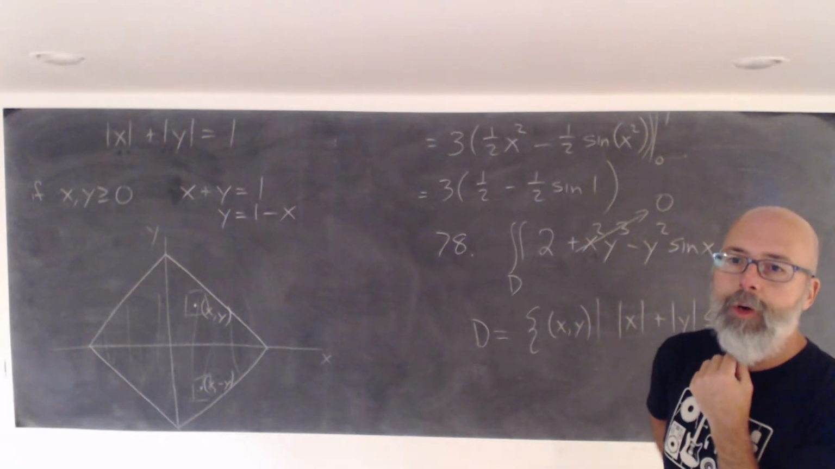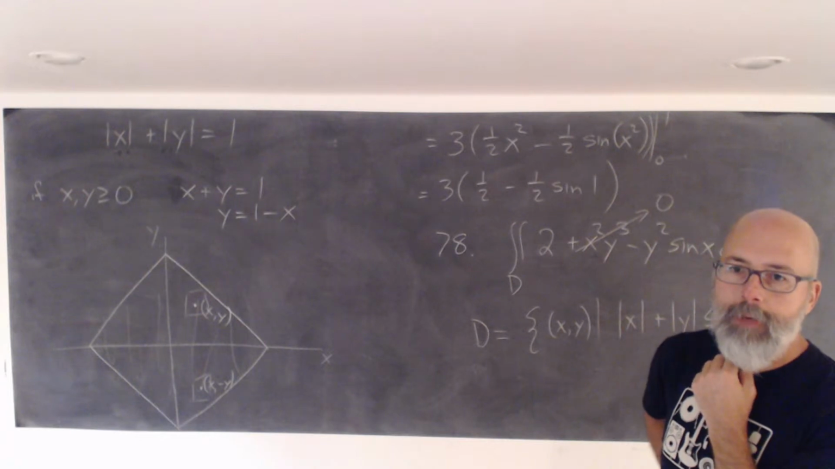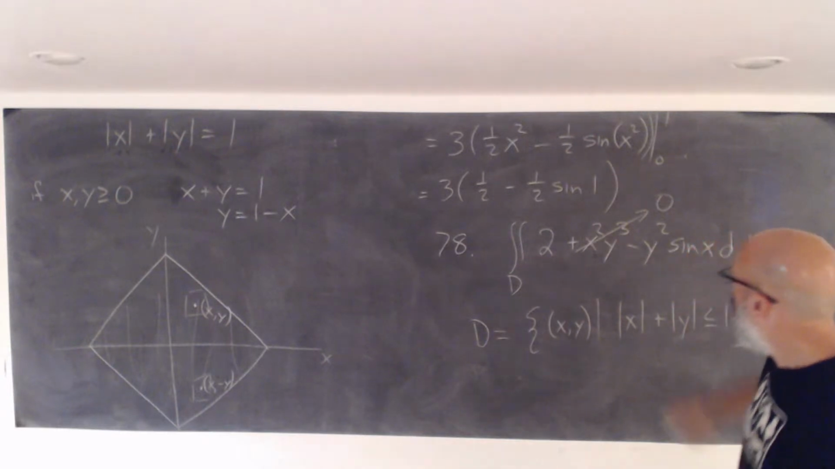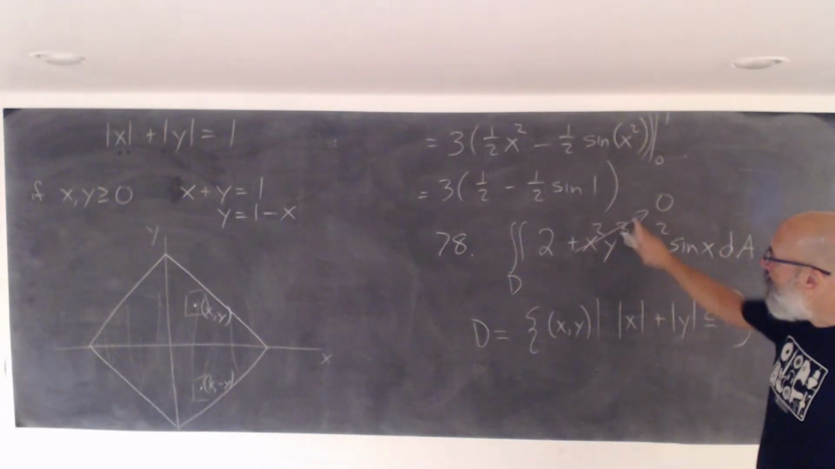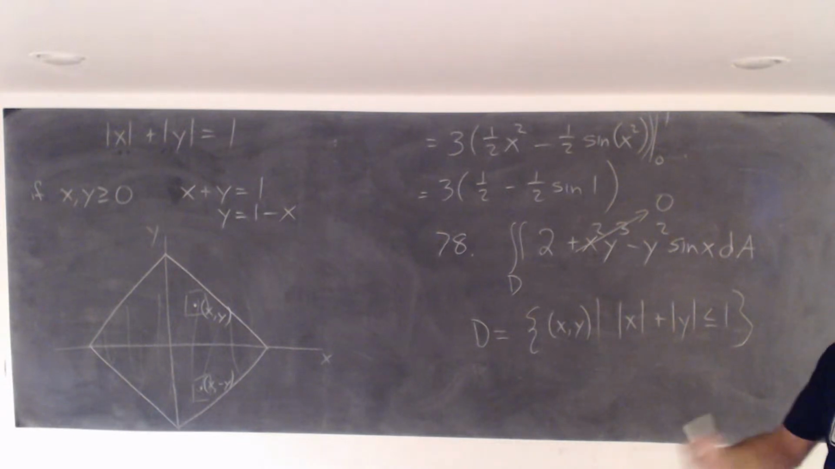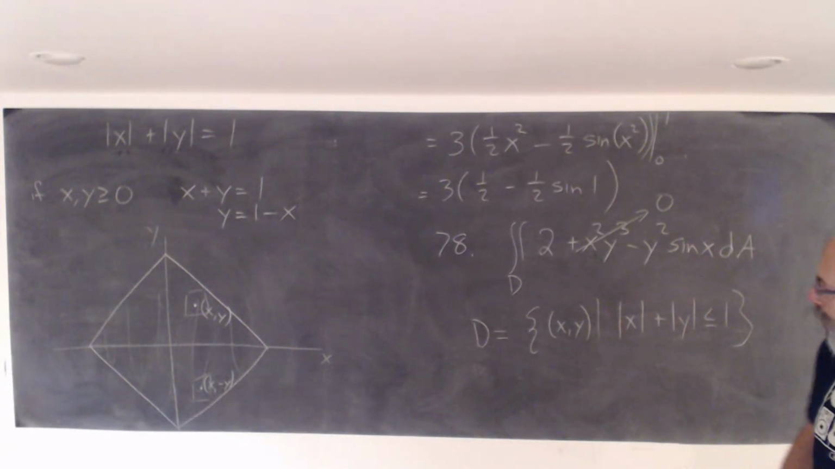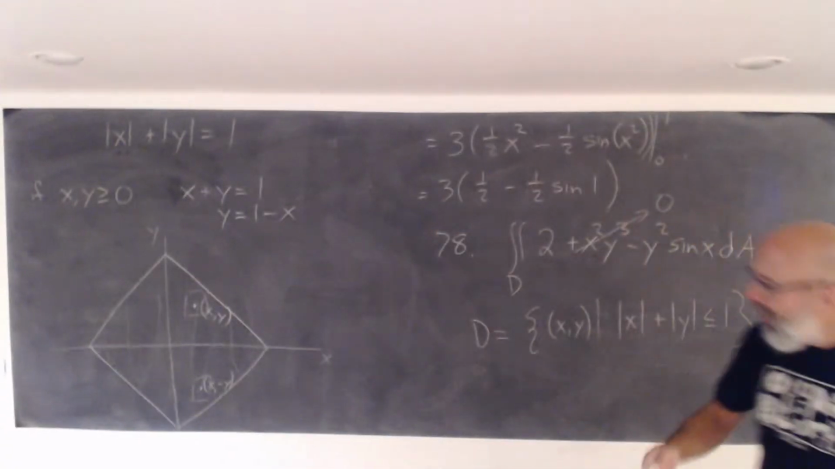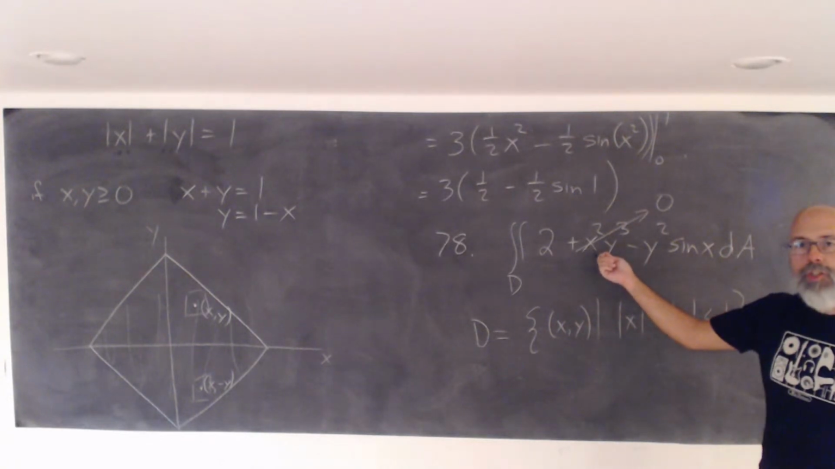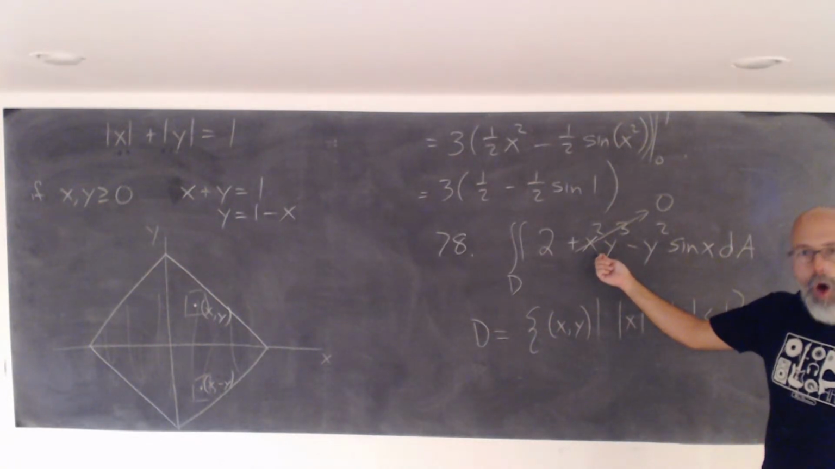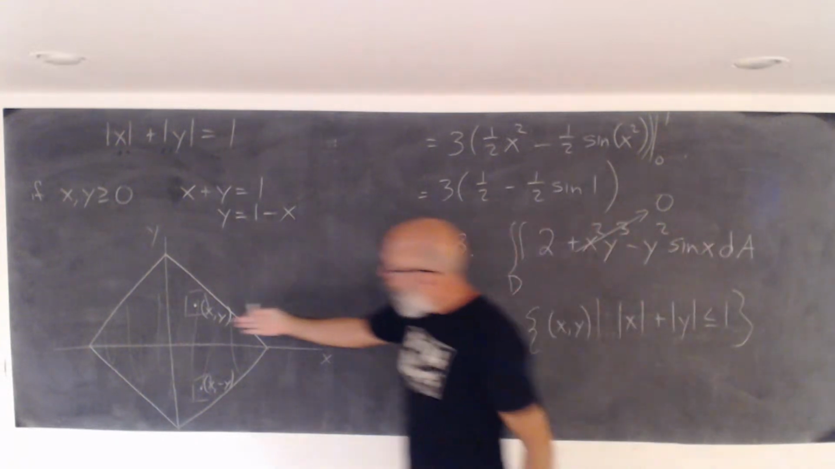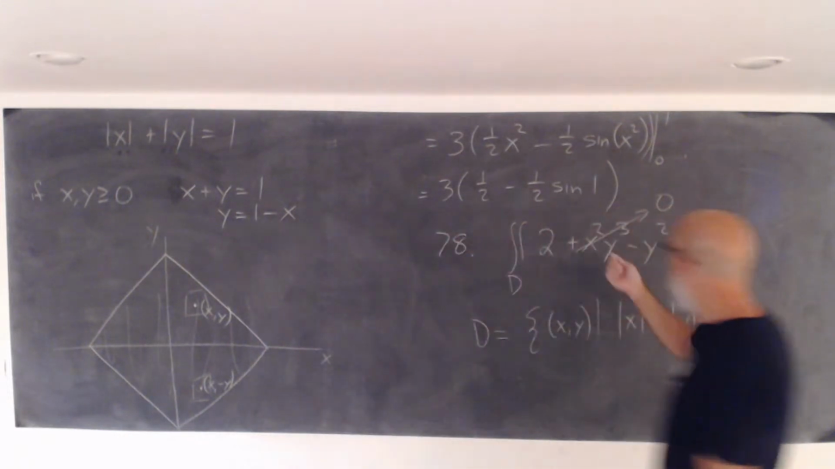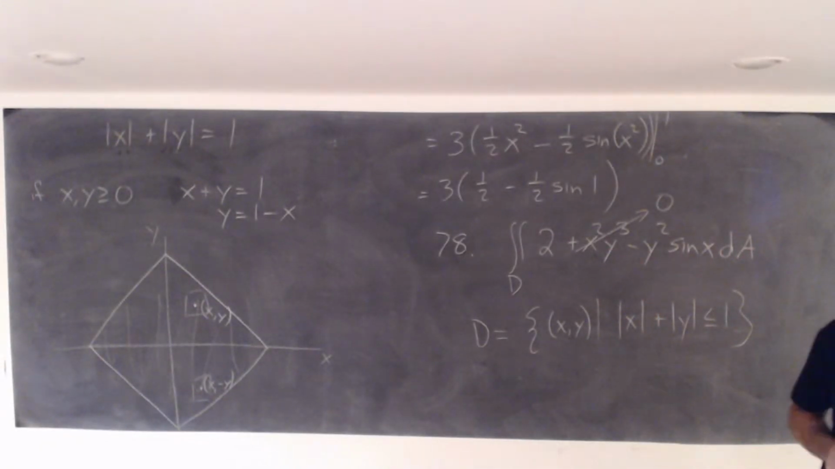Yishen is asking, can we integrate the area in the first quadrant and multiply by 4 to get the answer? No. Because in the first quadrant, this will be positive, and it gives you a positive answer. But in another quadrant, it's negative. And my claim is that since this is odd in y, and your domain is symmetric about the x-axis, this term integrates to 0.